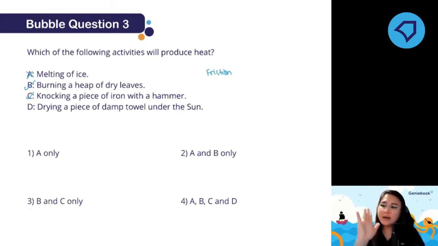What is actually going on? When you have two surfaces in contact with each other, this is going to cause friction. By rubbing your hands together repeatedly, a lot of heat energy will be formed, and that is why your hands will start to feel warm. This is why a lot of people who don't like the cold, when they go into cold shopping malls, start to do this. They're trying to produce some heat energy from the friction by rubbing their skin. So that is one way you can produce heat, by friction. And knocking a piece of iron with a hammer is also a good example of friction because it is two surfaces striking against each other. That causes friction and consequently heat energy.